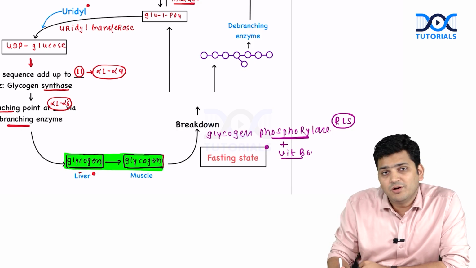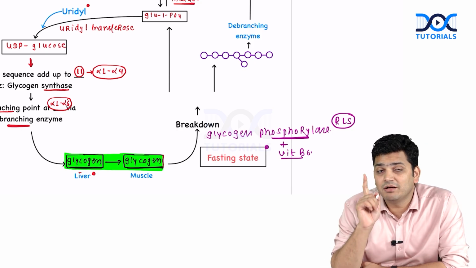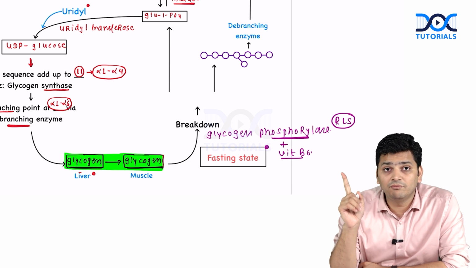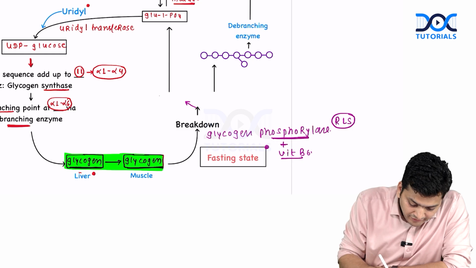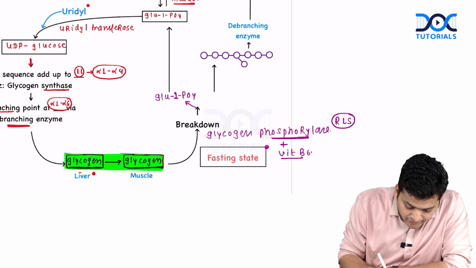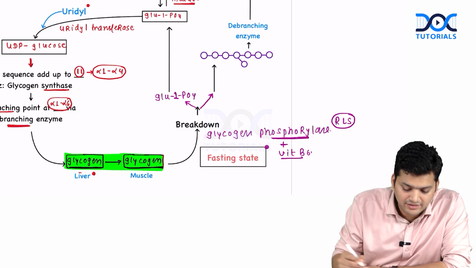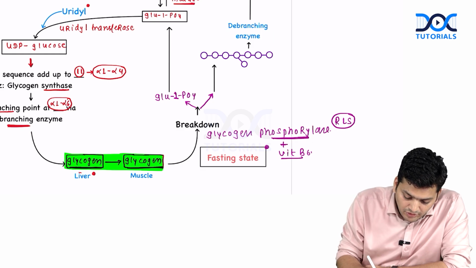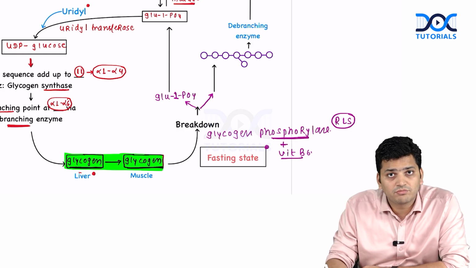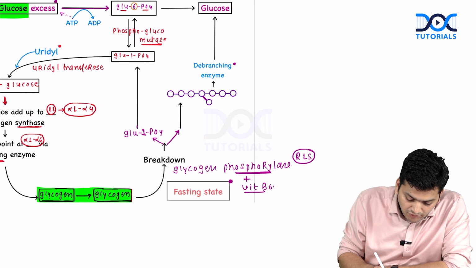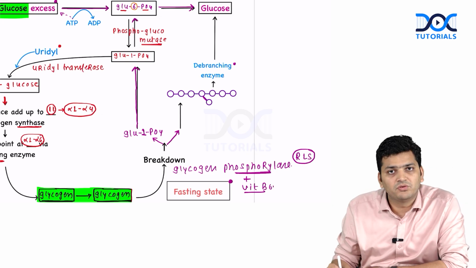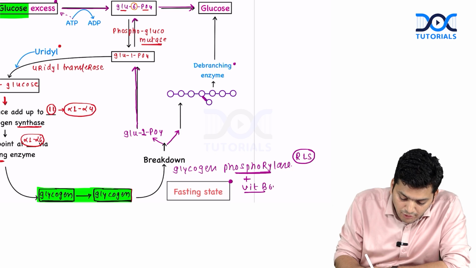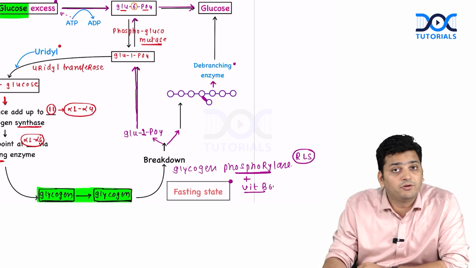When you do the breakdown, answer me this question: do the products come in the form of glucose or in the form of glucose 1-phosphate? We are going to get glucose 1-phosphate, till the point we reach here. When the debranching enzyme cuts here, we directly get glucose. But the glucose 1-phosphate can convert into glucose 6-phosphate, and the glucose 6-phosphate can convert into glucose. And when you cut the branching point, yes, you directly get glucose.